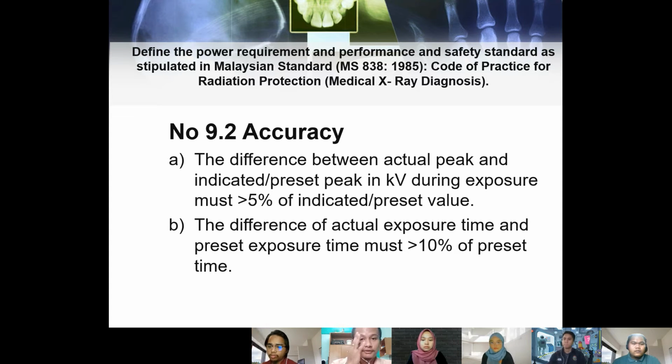The first finding I have found is the accuracy, number 9.2 in Part 4, safety and performance requirement of X-ray system. The difference between the actual peak and the indicated preset peak in kilovolt during exposure must be below 5% of the indicated or preset value, and the difference of actual exposure time and preset exposure time must be below 10% of the preset time.